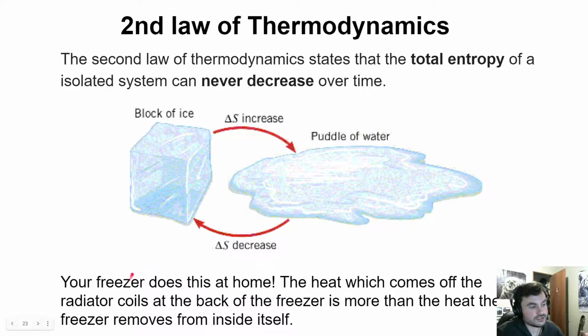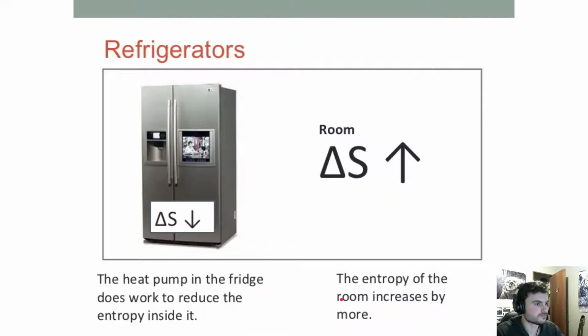Your freezer does this by actually heating up the surroundings. So your freezer can't just cool down without also heating something up. So something else heats up, which is the radiator coils at the back of the freezer, which are giving off heat, making the surroundings more disordered. Cool. The heat pump in the fridge does work to reduce the entropy inside it. This is reducing entropy, but the room heats up by a lot more than what your freezer cools down.